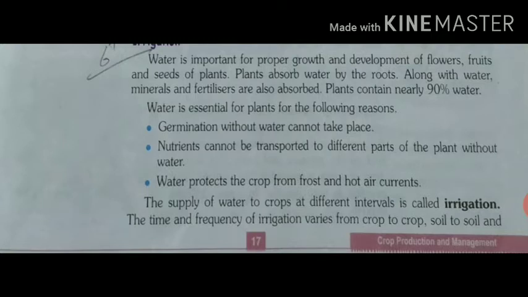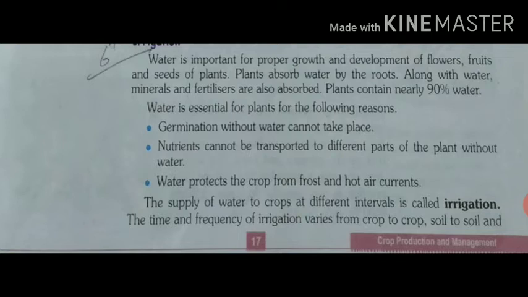So water protects the crop from frost and hot air currents. What is a hot air current? Hot air currents are winds. It means a wind that moves in a river-like flow in a certain direction. So these are the weather conditions, and the crop is protected from these two conditions by the help of water only. The supply of water to crops at different intervals is called irrigation.